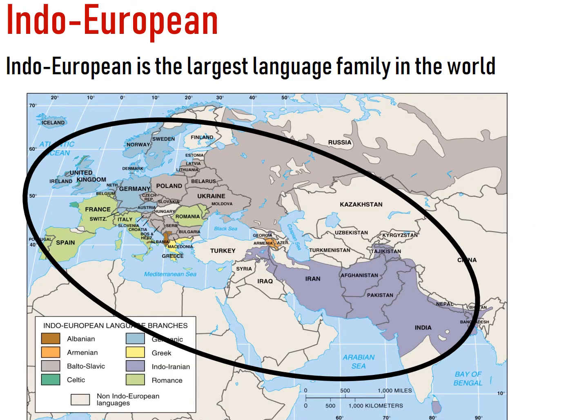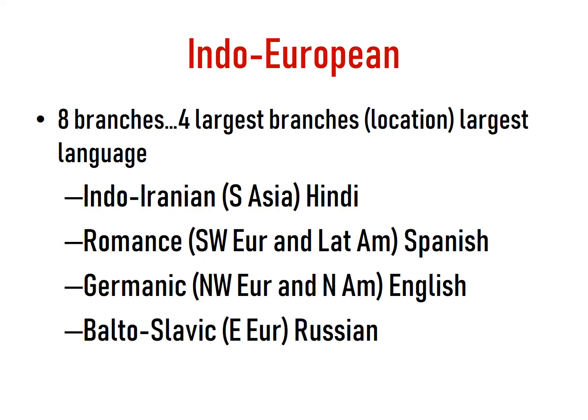What we have to know is that Indo-European is the largest language family in the world, and it's spoken from India to Europe. But we also know that these languages are spoken all around the world, which we'll get into later why. But needless to say, you have to know that the Indo-European language family is the largest language family in the world. So, you have to know the four largest branches and their location of the Indo-European language. You don't have to know all eight, but you got to know four.